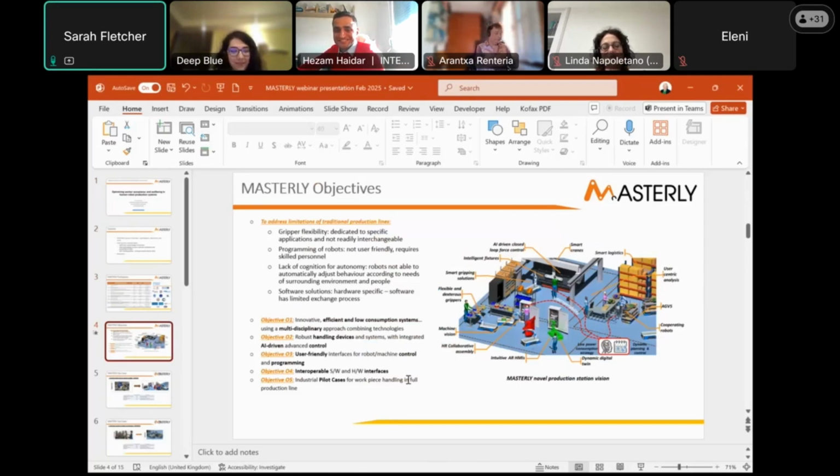So going on to this slide then, as you can see on the left-hand side at the top there, those are the issues that I was discussing, the limitations of traditional production lines that Masterly is attempting to address. And below that, you can see a set of objectives that we've targeted. I won't go into these in great detail because largely these are technology based and the purpose of today is to focus on the social science. But obviously you can see objective 3 is to develop user-friendly interfaces for robotics machines, control and programming.